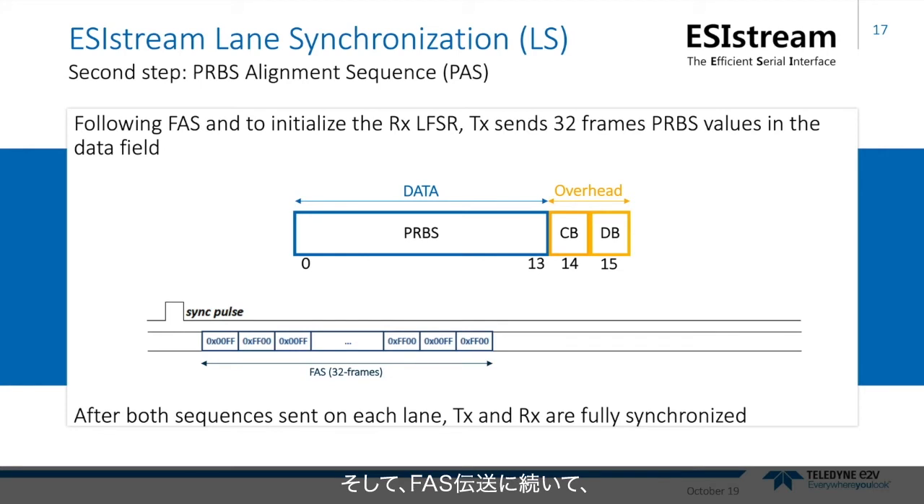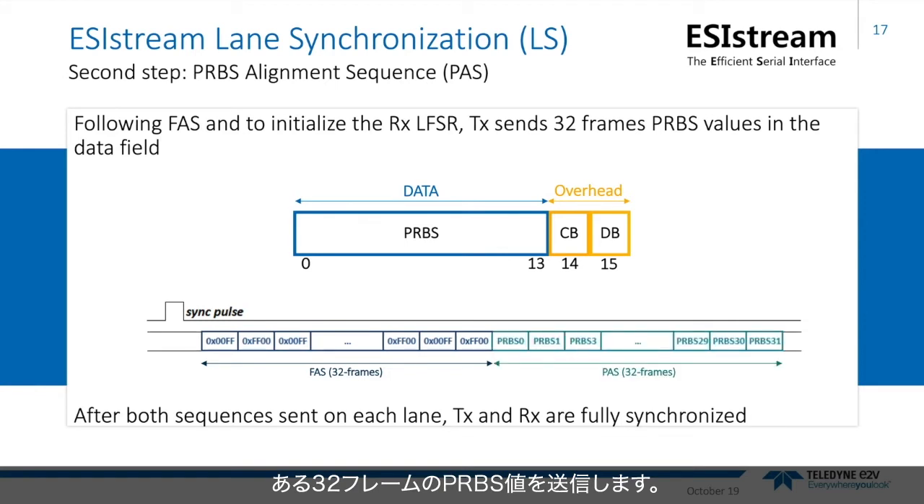So immediately following the transmission of the frame alignment sequence, the transmitter then sends 32 frames of PRBS values in the data field, which are captured by the receiver and become the encode sequence within the receiver, or more correctly, the decode sequence. After the FAS and PAS have been successfully received, each link is considered to be synchronized in the system.